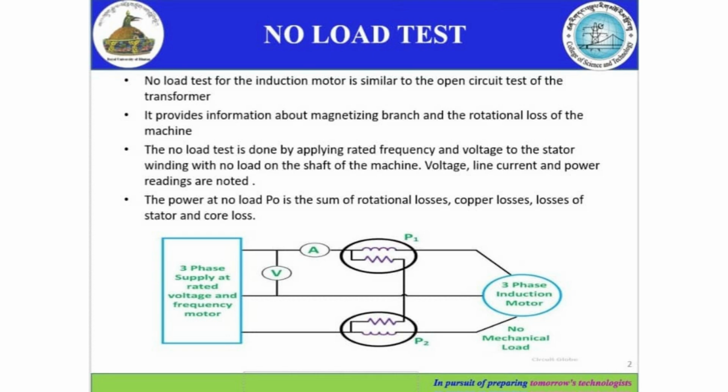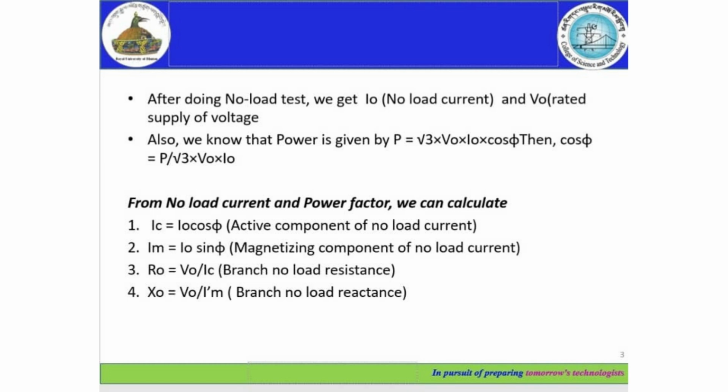The input power here is measured by 2 wattmeter method, and an ammeter and voltmeter are connected as shown in the figure. The ammeter measures the no-load current and voltmeter reading gives the normal rated voltage supply. And the power at no-load P0 is the sum of rotational losses, copper losses, and losses of stator and core loss.